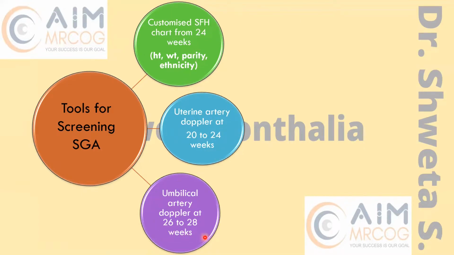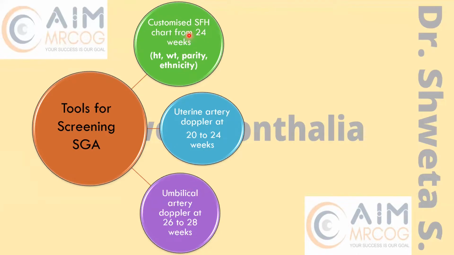And umbilical artery Doppler at 26 to 28 weeks. Because 26 to 28 weeks is the time when the baby is definitely going to survive with a good neurological outcome. 28 weeks, they say, is very good. So they're monitoring from 26 to 28 weeks. So these weeks of gestation are a must to remember. You have to remember that these are the only 3 tools which you are going to choose in the options. Never ever choose anything other than this.